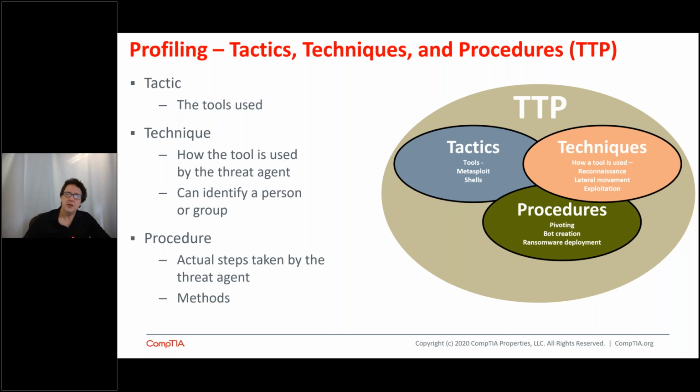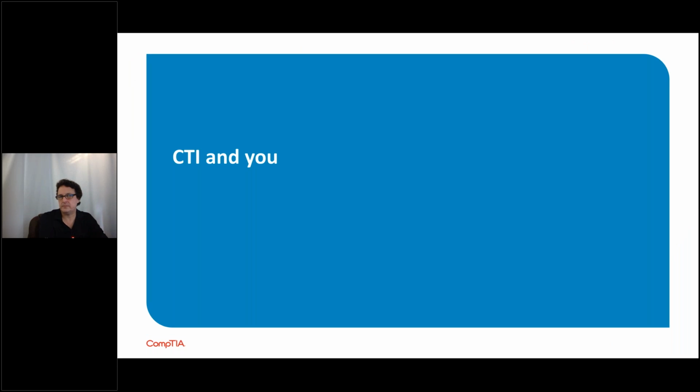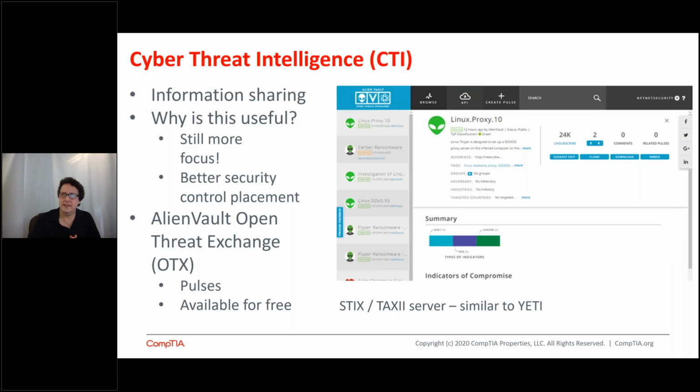So we need workers who can understand not just the tools that hackers use, but how it's used, and how a group of individuals use it, and actual steps and methodologies, because now you're getting into unique information that will help you. We also need cyber threat intelligence people who can share information and also analyze information.